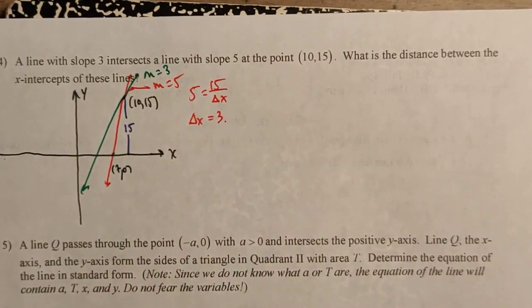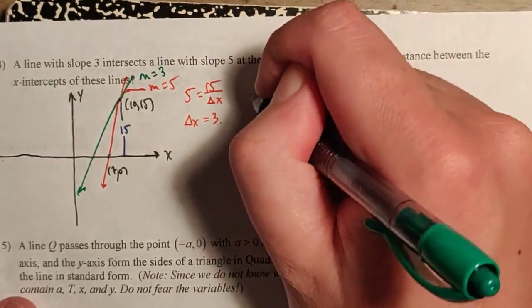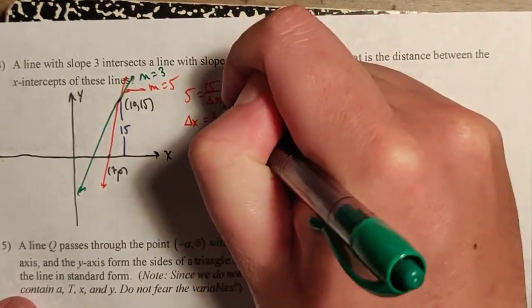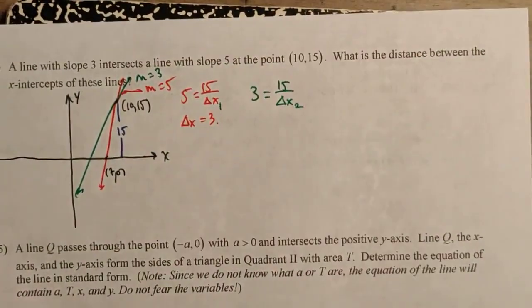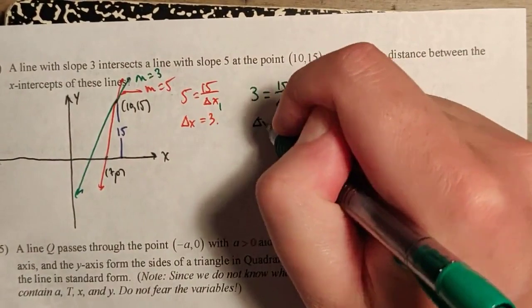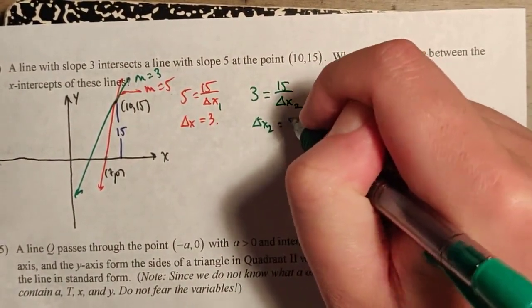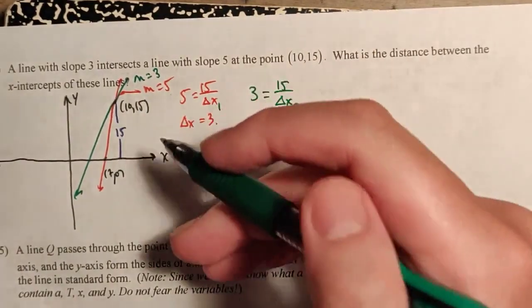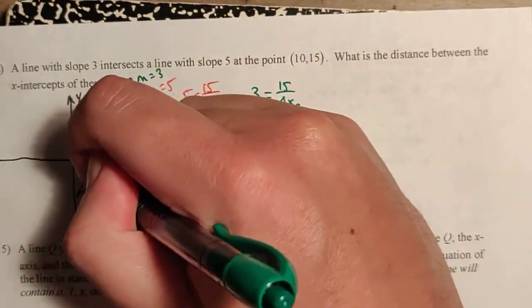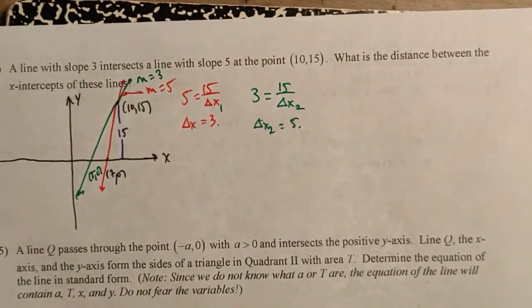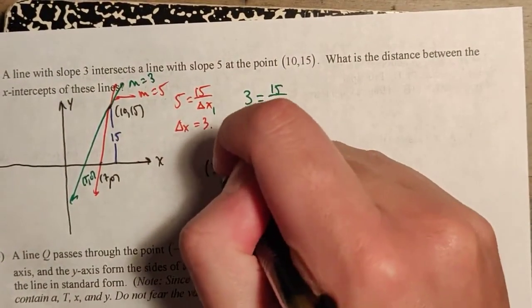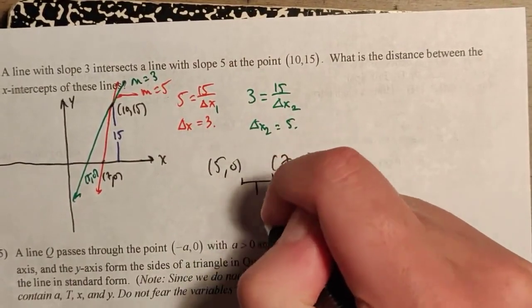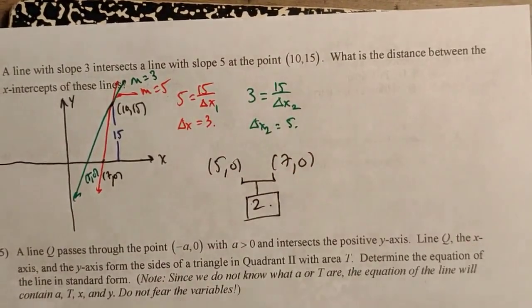Alternately, we can do the same thing for the green line. The green line has a slope of 3, and that's going to be 15 over the same delta x. I'll call this delta x1. Here's delta x2 because we have a green line. So here, delta x2 is going to be equal to 5, which means the line is going to shift 5 units backward. So now we can go 5 back from 10, and we end up at the point (5, 0). Now it's pretty clear, since we're looking at the points (5, 0) and (7, 0), how far it is between them. That's just 2.